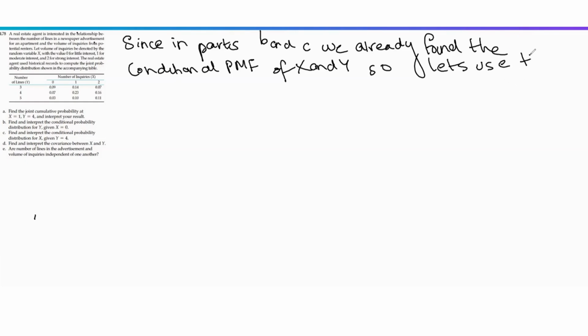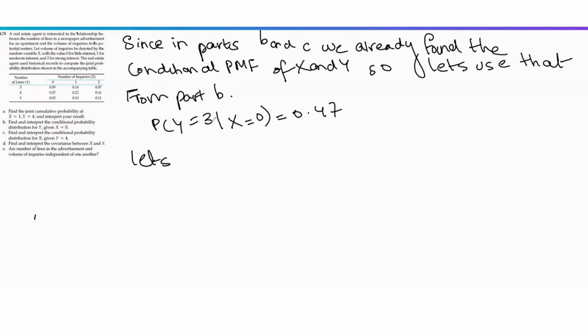So now from part B, when we found the conditional PMF for Y given X is equal to 0, we found that the probability Y is 3 given X is equal to 0 is 0.47. Let's check. Now this is for one value of x and y, for the pair where x is 0 and y is 3. So here we're checking this for just one pair of x and y, x is 0 and y is 3.